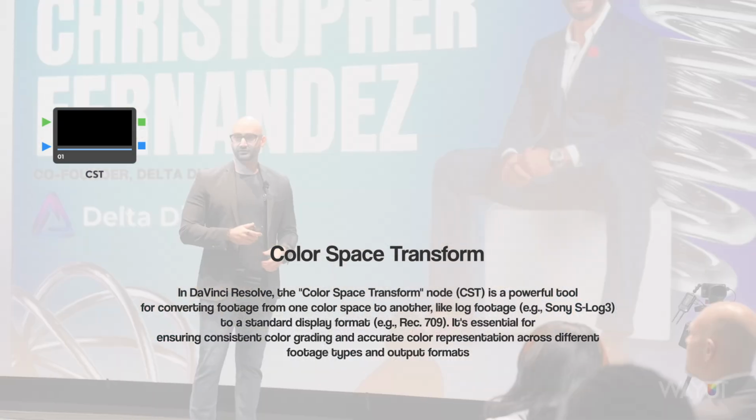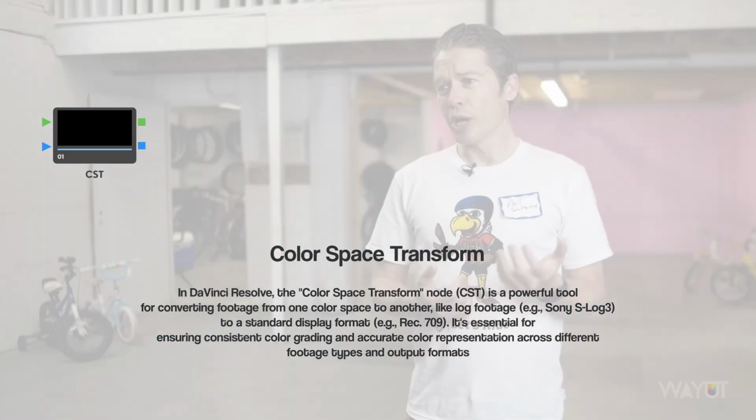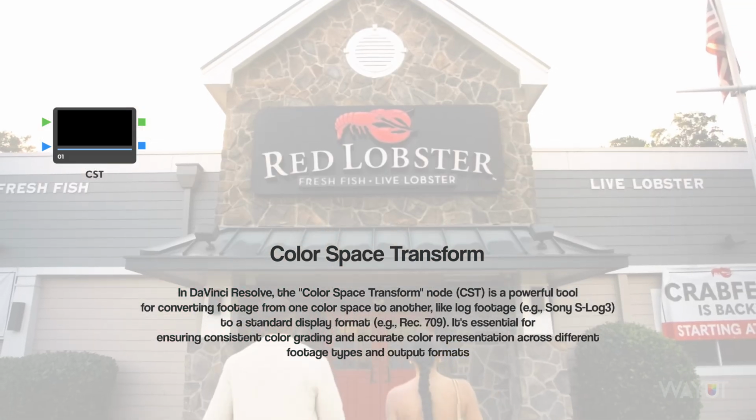Another tip on top of that is if your editing software doesn't have CST, you can use a technical LUT provided by your camera manufacturer. This step ensures that your colors are accurate. Now we're ready to fine tune.